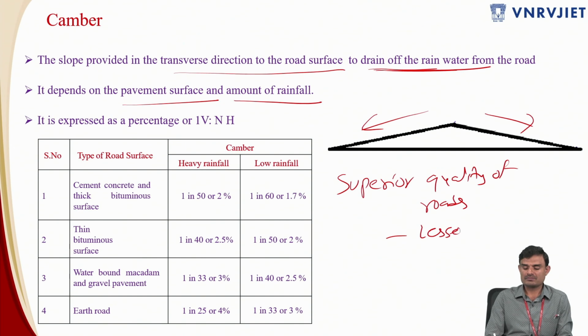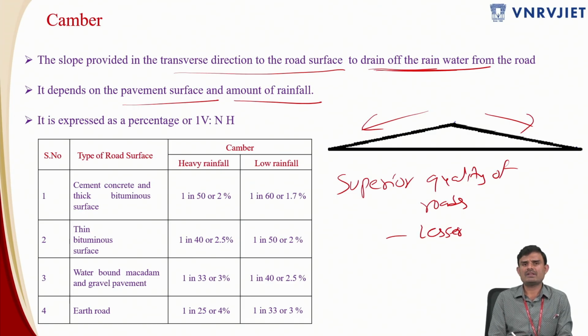lesser the camber. Because the superior quality of the roads will have a concrete portion and there will be immediate drain of the water. Whereas if you go to the inferior quality of the roads, you are going to have some more amount of infiltration, for which you need to provide a higher amount of camber. So this is the table which you need to remember for different camber values.